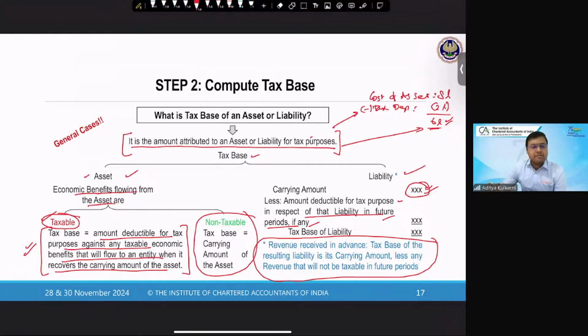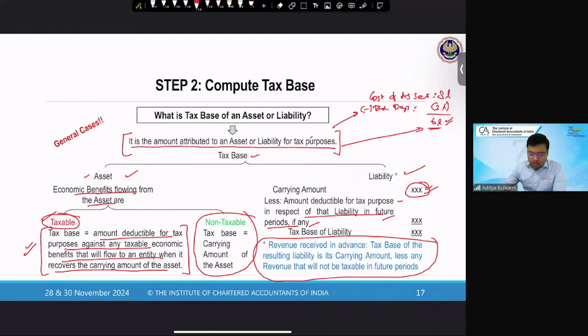Any doubts in definition of tax base? Anybody has any doubts? Mamta, did you understand? No doubt. Okay. All right. Okay. Fine.